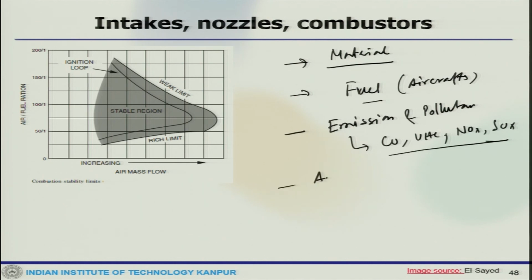Then finally, you can have an afterburner, which has a different kind of fuel injector and different flame holders, because this is used in military applications, where you are going to use an extra or second round of burning. So these are the important things that one needs to take into account while designing the combustion chamber.